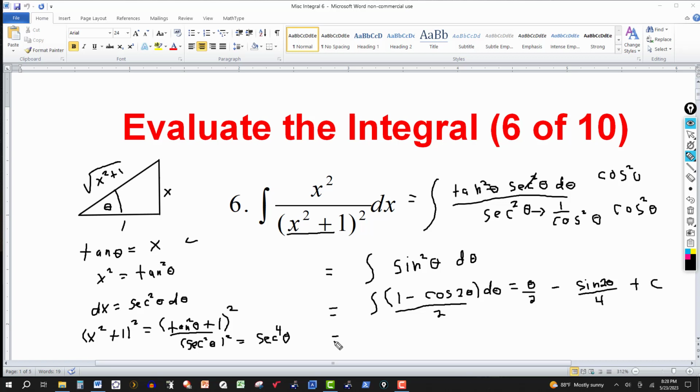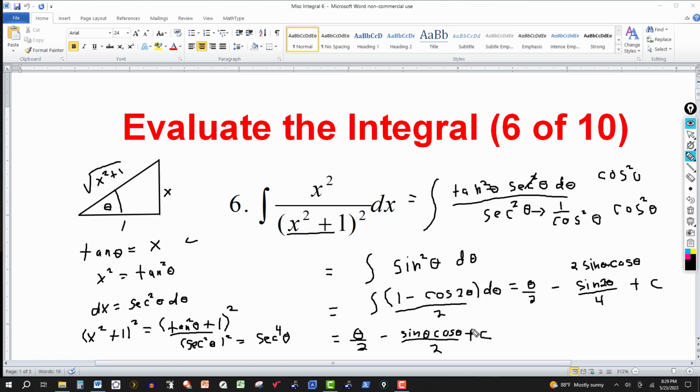So we continue then with theta over 2. And then the sine 2 theta, there's another identity for that one. That can be replaced by 2 sine theta cosine theta. And then you can reduce there. The 2 and the 4 can be reduced down. So this will be a minus sine theta cosine theta, and again, the 2 and the 4 reduce down to 2. So you've got this over 2 plus the constant of integration.